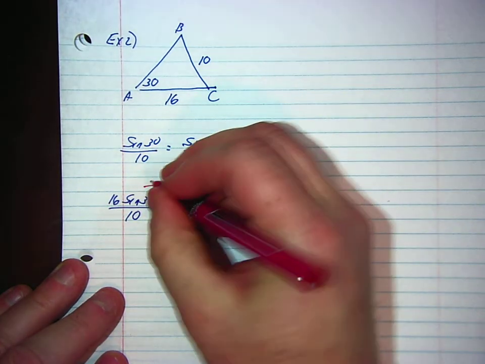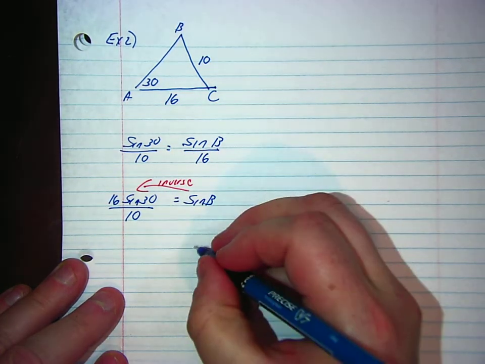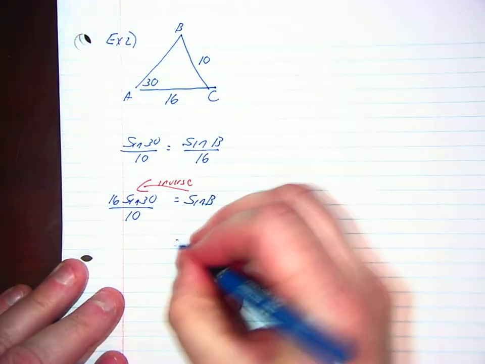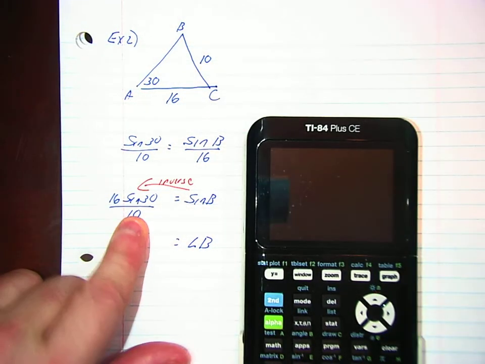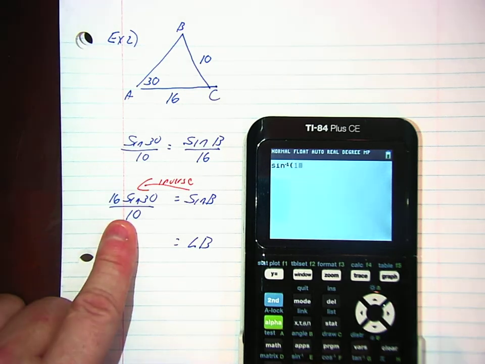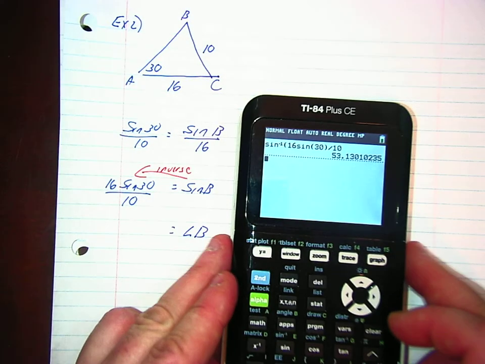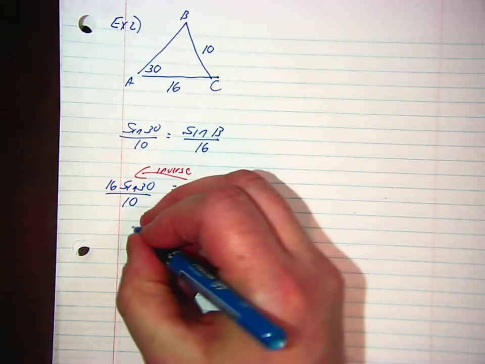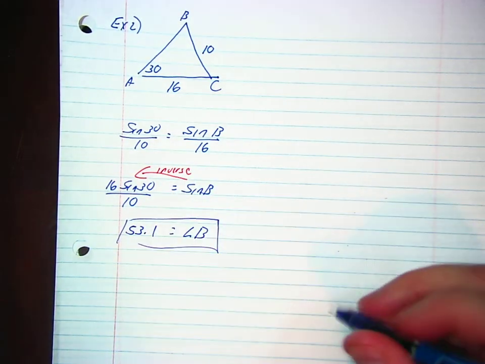And then this is going to go over as the inverse. And I'm just going to put it in the calculator. So angle B is going to be the inverse sine of that stuff. So clear that out. Inverse sine of 16 times the sine of 30, divided by 10. That gives me 53.1. Hopefully you saw that. 53.1. Okay. Now, don't even put that in.